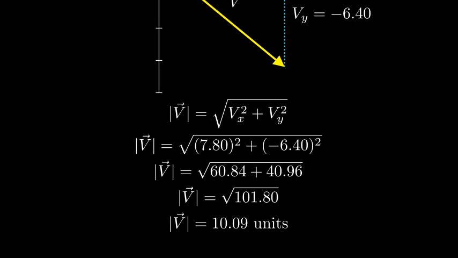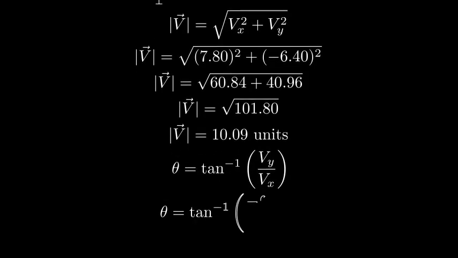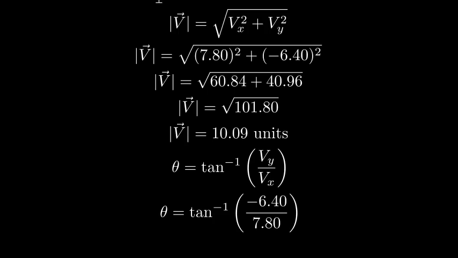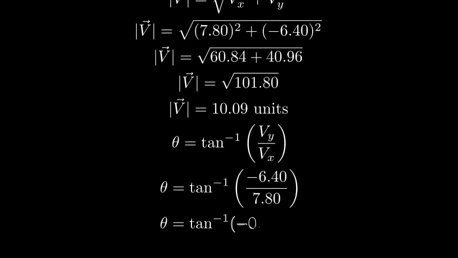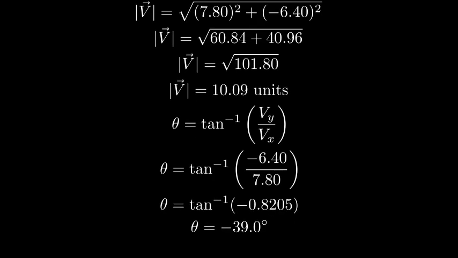Now for the direction. The angle theta that the vector makes with the positive x-axis can be found using the inverse tangent of the y component divided by the x component. That's theta equals inverse tangent of negative 6.40 divided by 7.80. Negative 6.40 divided by 7.80 equals negative 0.8205. Taking the inverse tangent of this gives us negative 39.0 degrees.